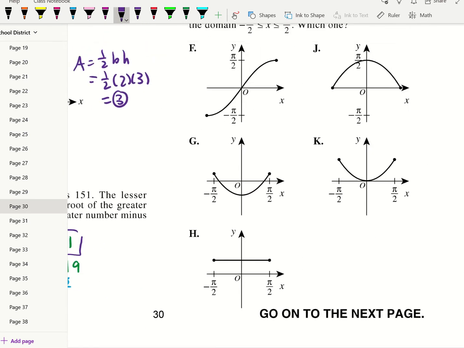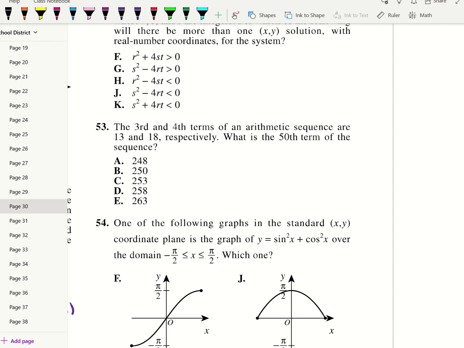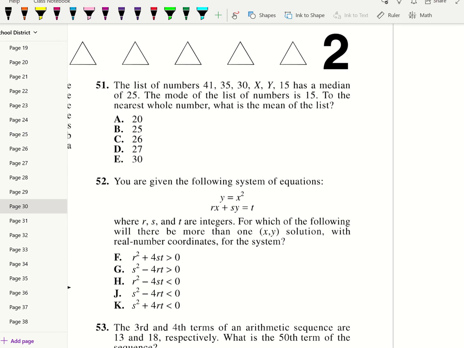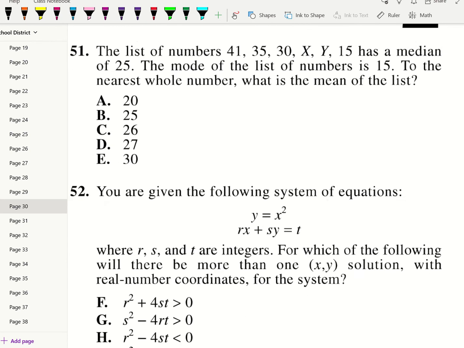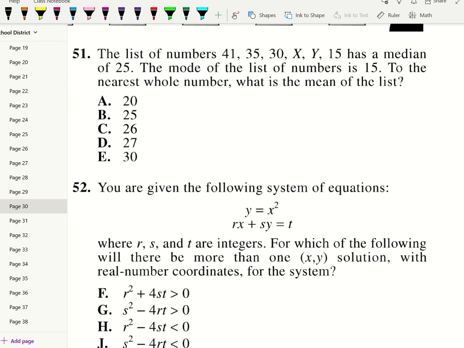Number 51. I have these numbers. I like this problem. And I know that the median is 25 and the mode is 15. I want to find the mean.